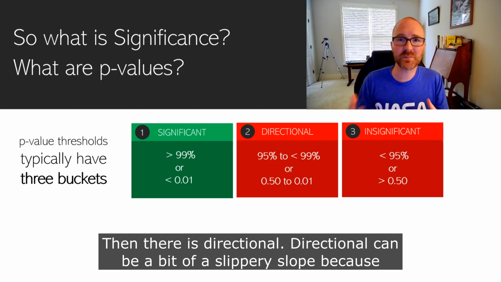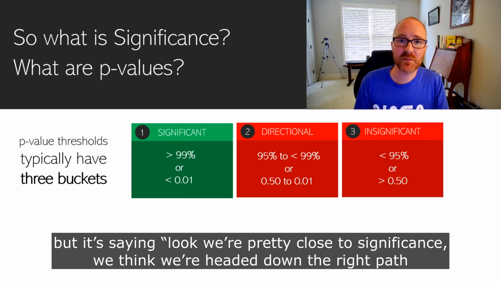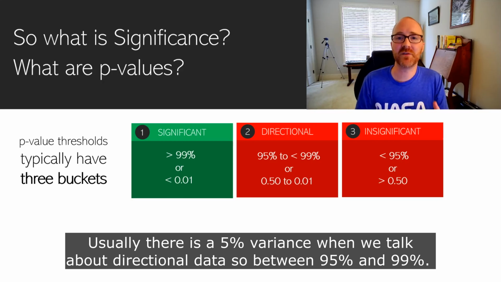Then there's directional. Directional can be a bit of a slippery slope because some people will quote it as gospel, and you should not, because it's still insignificant. But it's saying, look, we're pretty close to significance. We think that we're headed down the right path. We just need to retest and get more data. Usually there's a 5% variance when we talk about directional data, so between 95 and 99%.